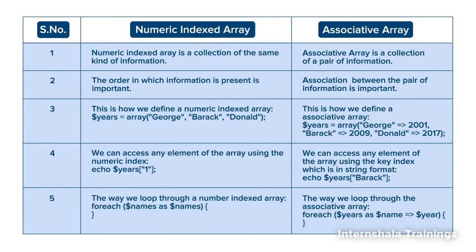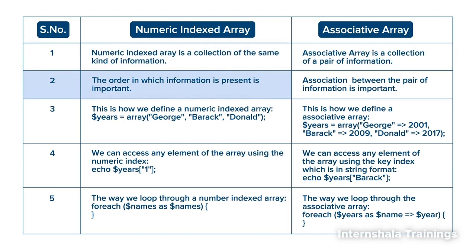Now that we have reached the end of this topic, let us quickly summarize the differences between the types of array, that is numeric indexed array and associative array. First, the numeric indexed array is a collection of the same kind of information, whereas an associative array is a collection of a pair of information.